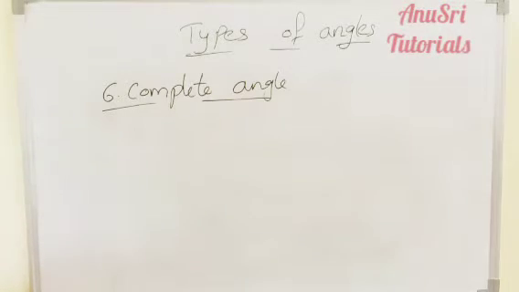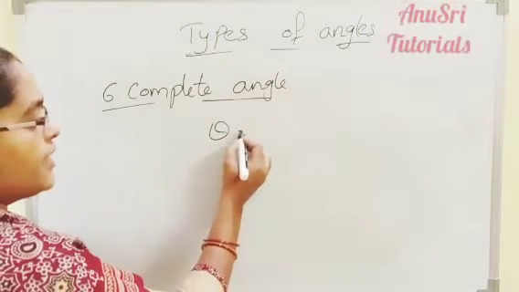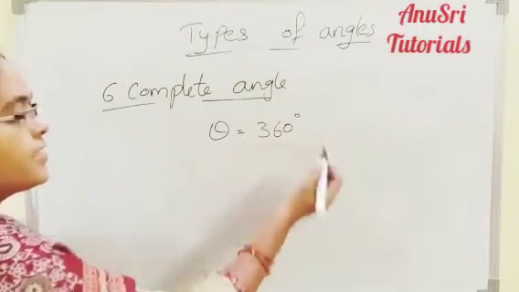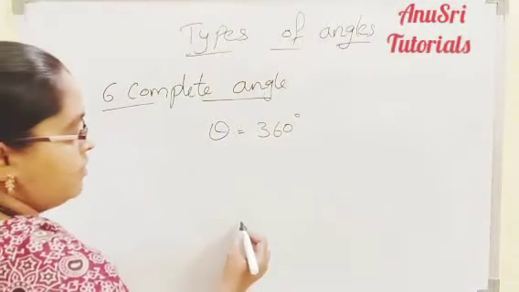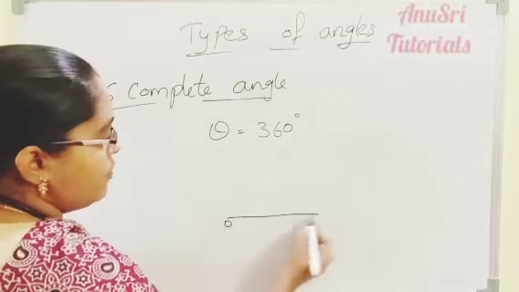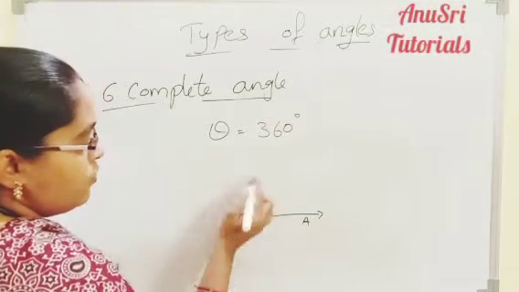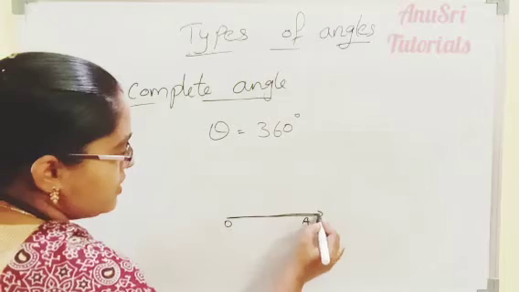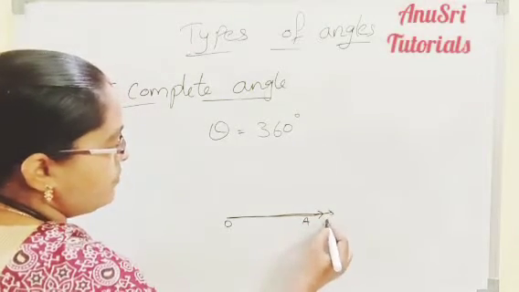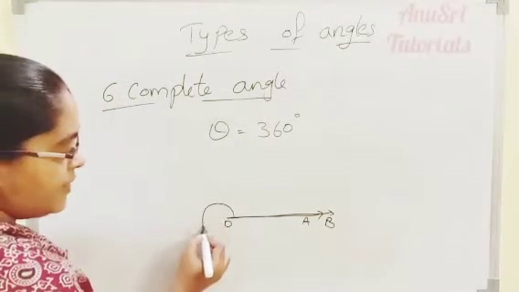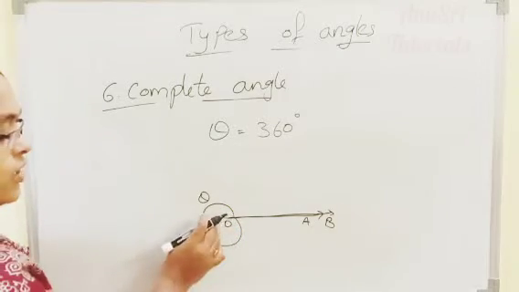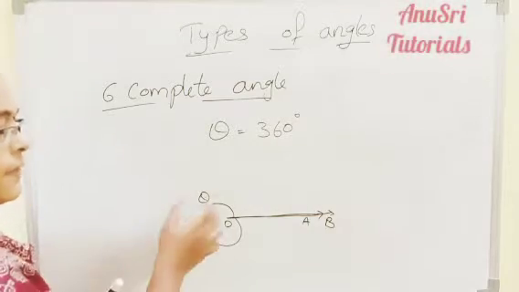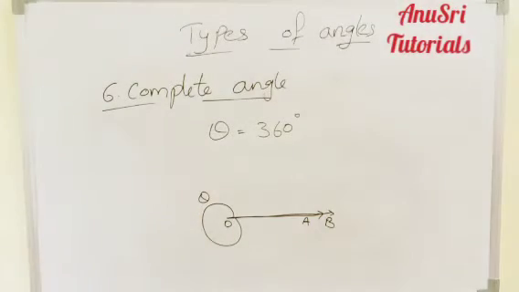Now see the next type, that is complete angle. If an angle measures exactly 360 degrees, then that angle we are calling as complete angle. So the starting ray OA is this one. This OB also falls on the same ray. So this total complete angle we are calling as complete angle. So this total is nothing but 360 degrees. The total angle we are calling as complete angle.